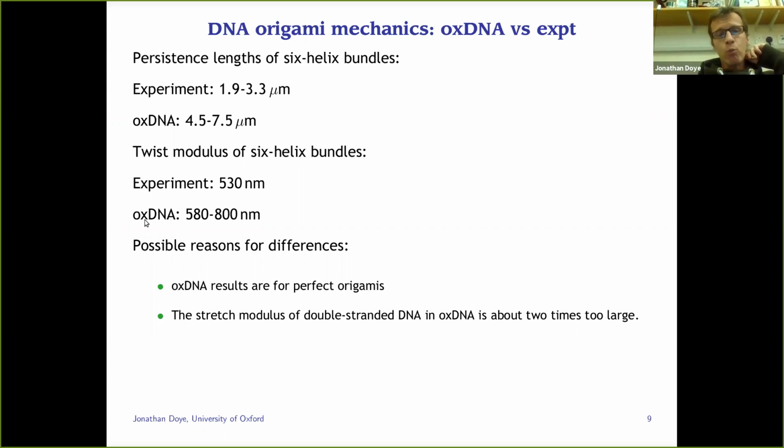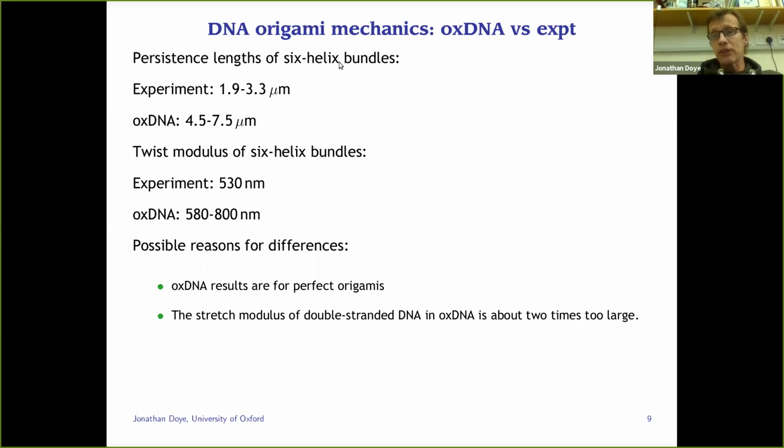And then a reason why the oxDNA model might give a bit higher stiffness as well is when we were fitting the model to the mechanical properties of DNA, we were more concerned with getting the twist modulus of double-stranded DNA and the persistence length of double-stranded DNA correct. And we couldn't do that and also get the stretch modulus correct. So the stretch modulus of oxDNA is about 2-ish times too large.